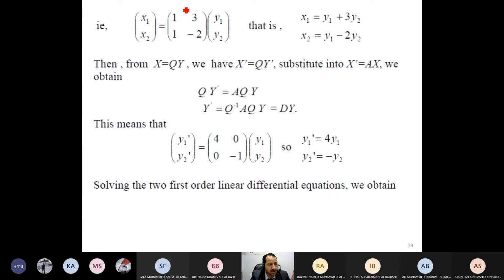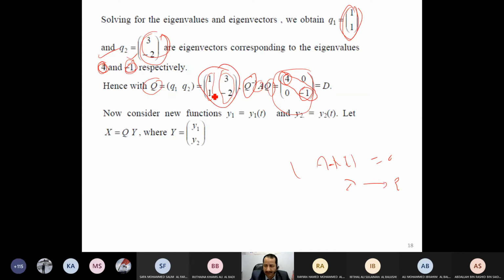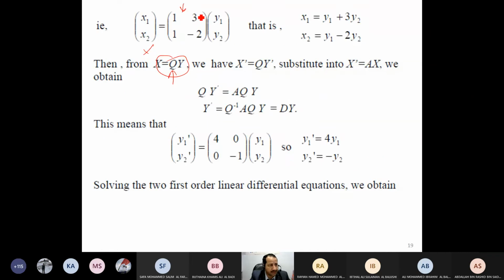X1, X2 equals Q times Y. We say X equals QY. Q, I already got here, the eigenvectors. I put it here times Y. Now x1 equals 1 times y1 plus 3 times y2. The same thing, x2 equals 1 times y1 plus minus 2 times y2. I'm here.